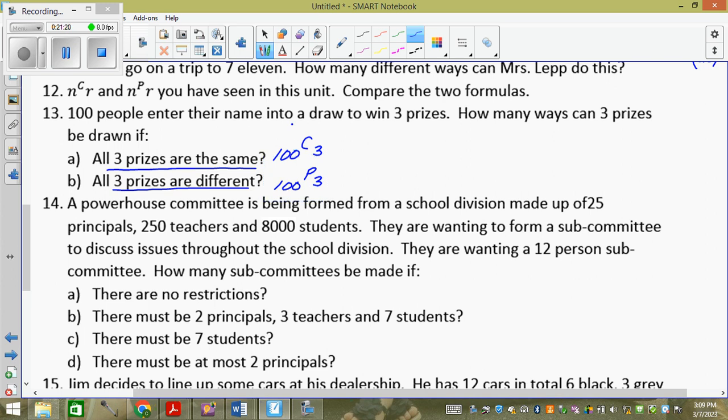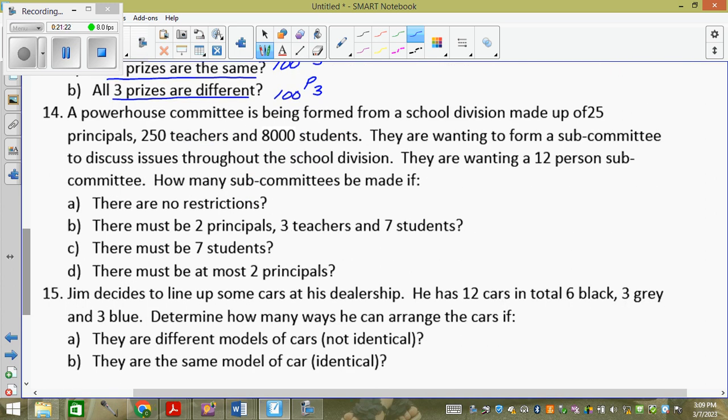The next one says, a powerhouse committee is being formed from a school division made up of 25 principals, 250 teachers, and 8,000 students, which is actually 8,275 individuals, right? If we put them all together. No restrictions, we have to add them all up. They're wanting to form a subcommittee to discuss issues throughout the school division. They're wanting a 12-person subcommittee. Are there jobs on anything here?